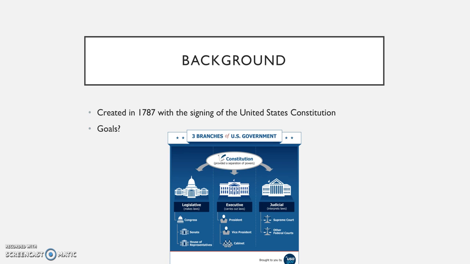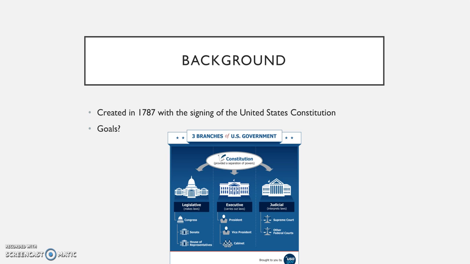This separation of powers prevents any one person or piece of government from becoming too powerful. It creates a system of checks and balances, meaning that one branch cannot run without the other, and no branch is more powerful or more important than another.